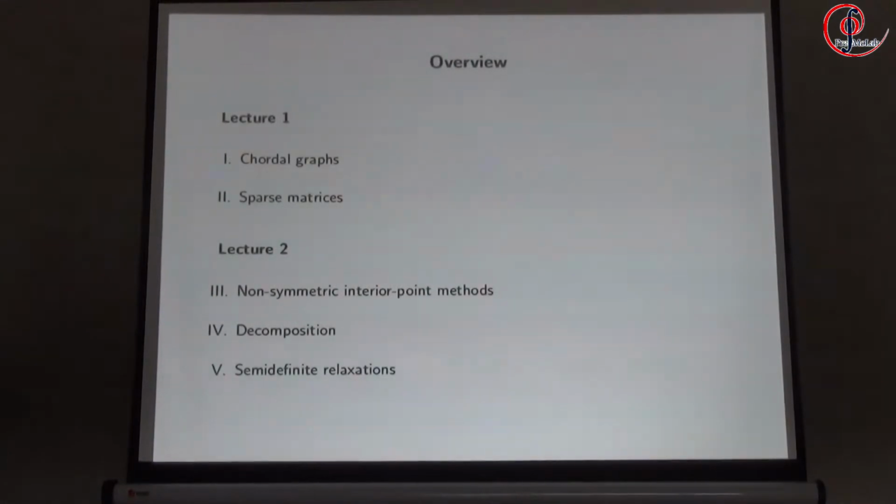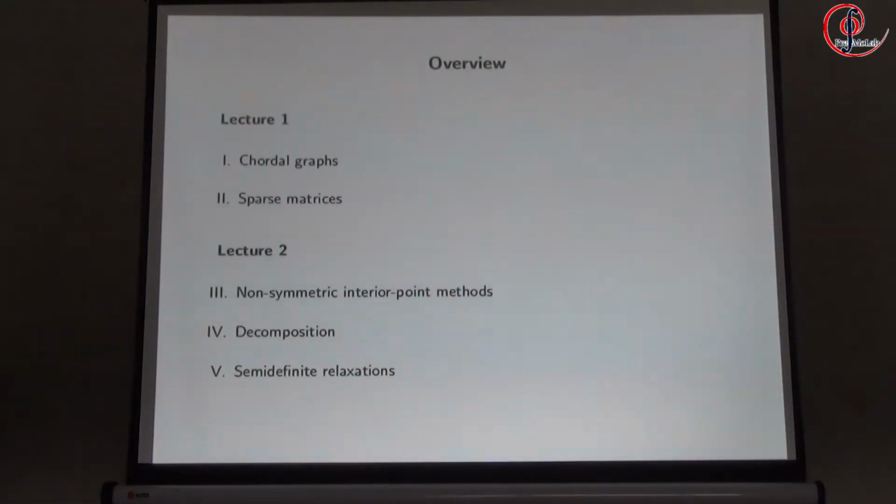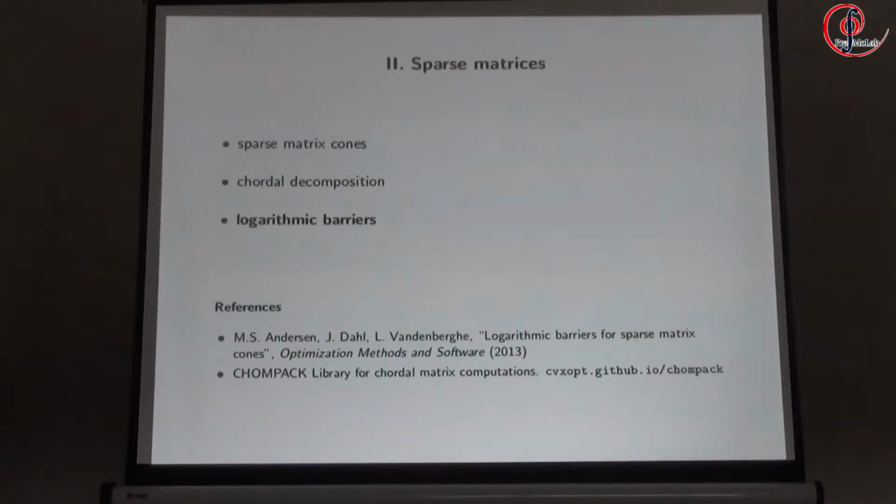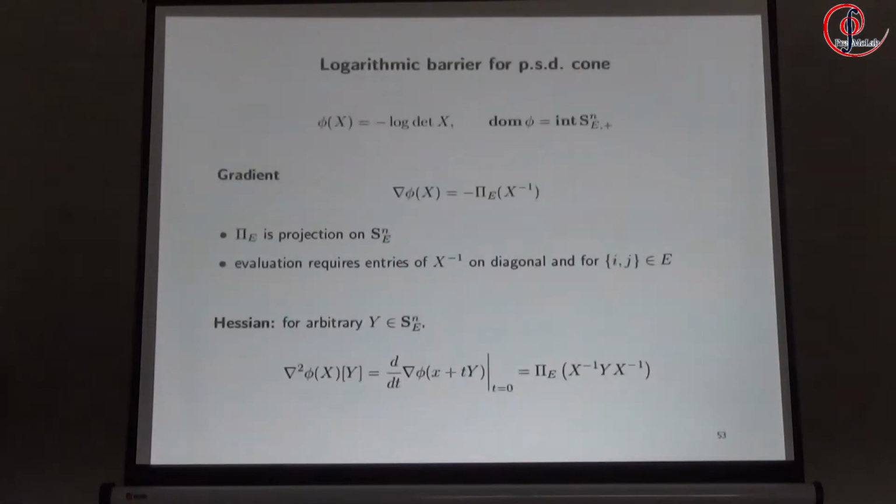So let's start where we finished yesterday. We didn't quite finish the second part of lecture 1 on logarithmic barriers for sparse matrix cones. I forgot to mention this is from a paper with Martin Andersen, who's a PhD student at UCLA, and Joachim Dahl, who's a postdoc, now at MOSEK. And we also have a software package with the implementations of all these methods.